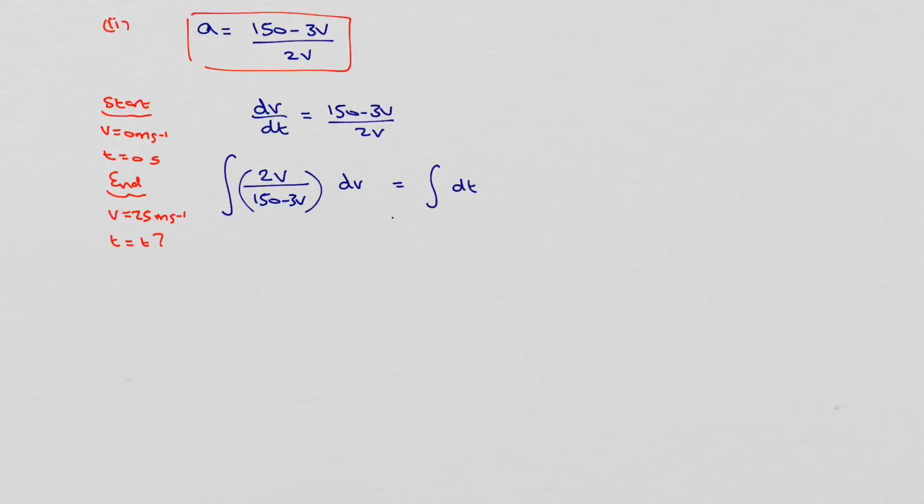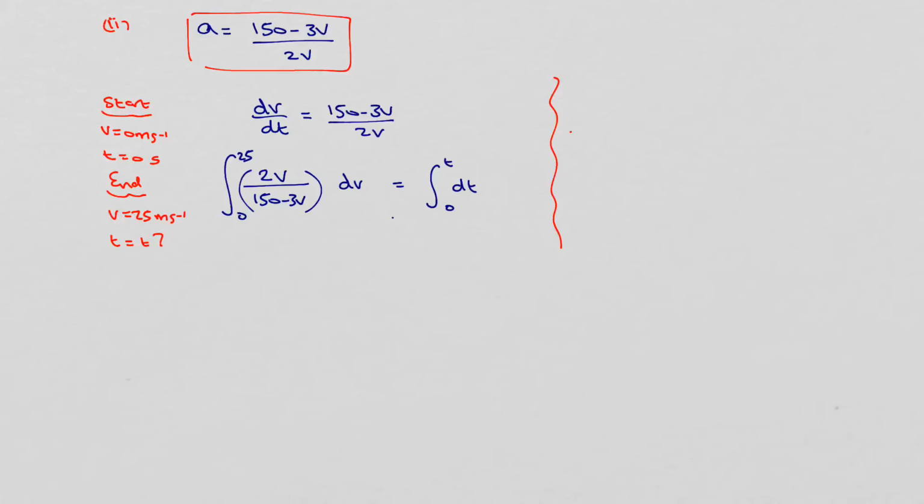And if I put in my limits, my upper limits are my end limits and my lower limits are my start limits. And we can see that on the left-hand side we have a bit of an issue because it's not a constant over a linear function, in other words, a log function. So what we're going to have to do is take that to the side and do a little bit of long division.